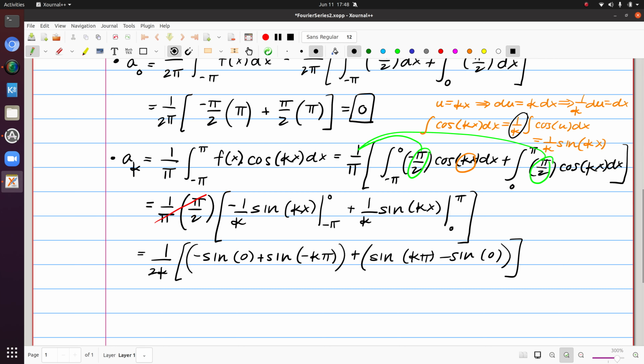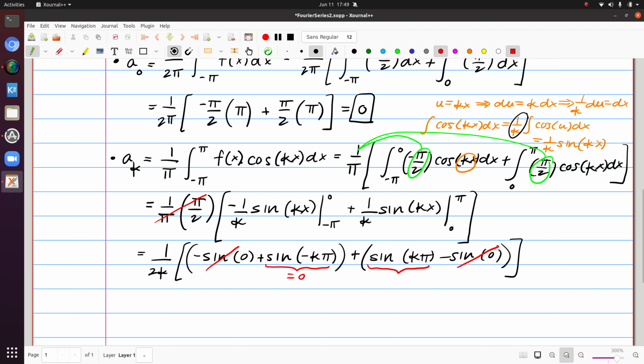So recall that sine of 0 is just 0. That's something we can cancel out right away. And then think about what we have here. So sine of minus k pi and sine of k pi. Remember that k is representing 1, 2, 3, etc. So this is a whole number multiple of pi that we're evaluating sine at. And sine evaluates to 0 at pi, at 2 pi, 3 pi, etc., negative pi, negative 2 pi, negative 3 pi, etc. So these actually also equal 0.